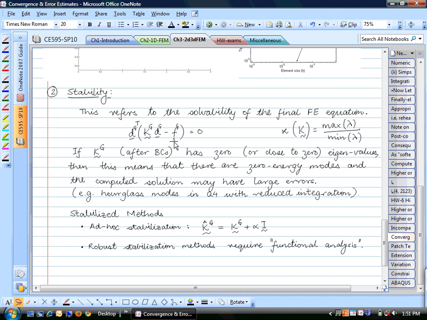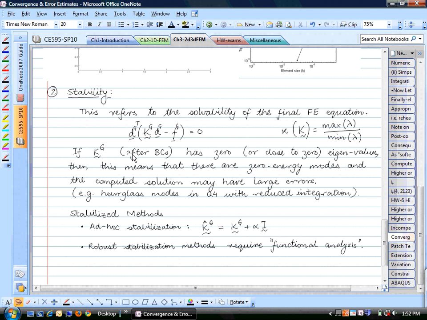because the computer has a finite precision. It stores up to maybe 14 digits, right? If your condition number is of the order of 10 to the power 10, you've already lost 10 of your significant digits. So it is very difficult to solve badly conditioned matrices, and that's the type of warning that you get sometimes in MATLAB, that your matrix is badly conditioned, right? So the idea is that for stability, your stiffness matrix K needs to be well conditioned.